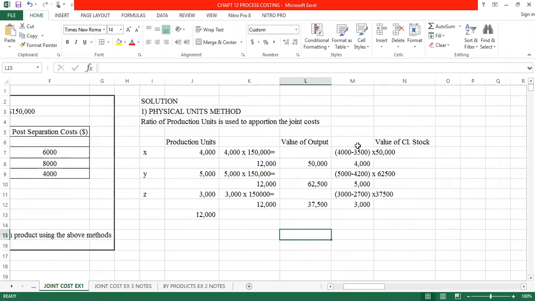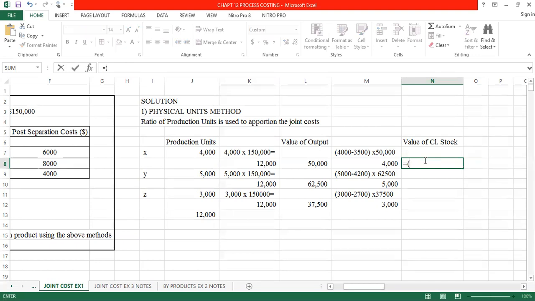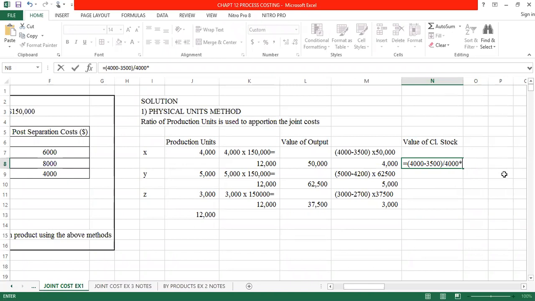I think this is fairly straightforward and everybody is seeing it. So whatever value you get. So what is our answer? The answer is 4,000 minus 3,500, divided by 4,000, times 50,000.